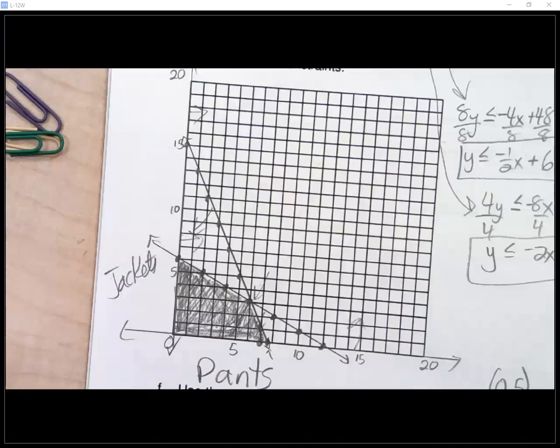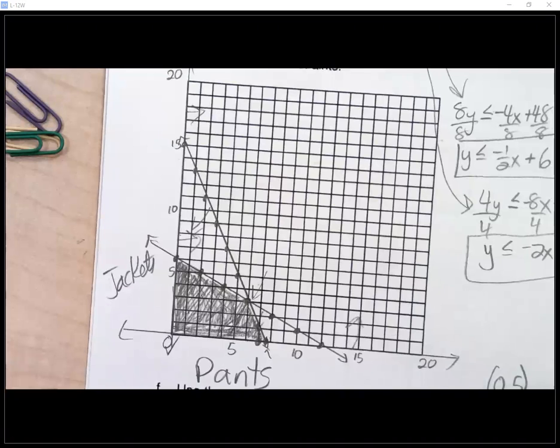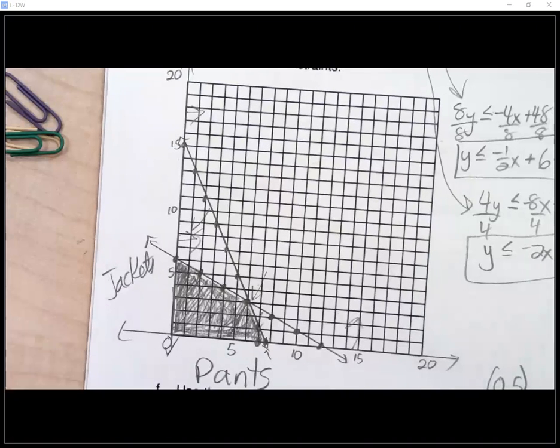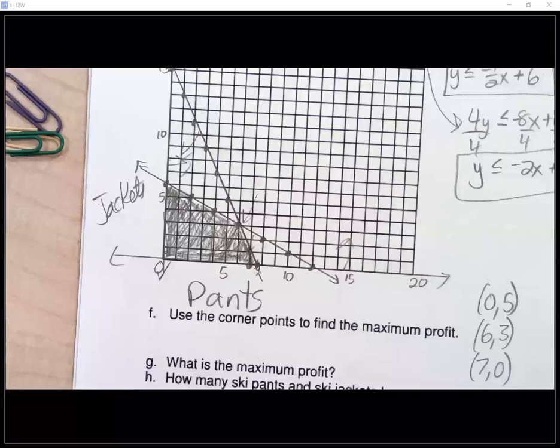Because I can't sell half a pair of pants. So I would consider the point, what did I say, 7, 0? Because it is certainly within my feasible region, but the very end of my feasible region doesn't make sense in this real world problem. You with me? Yes. 0. Yep.